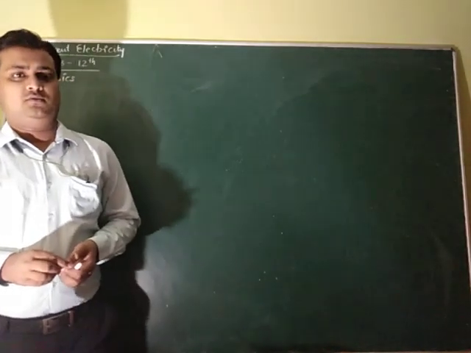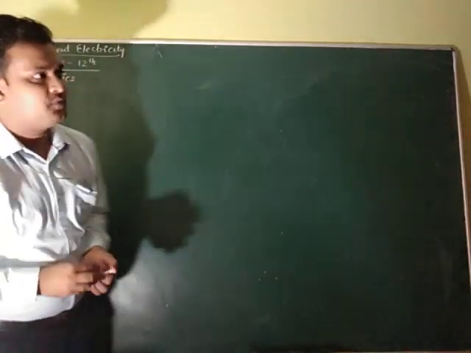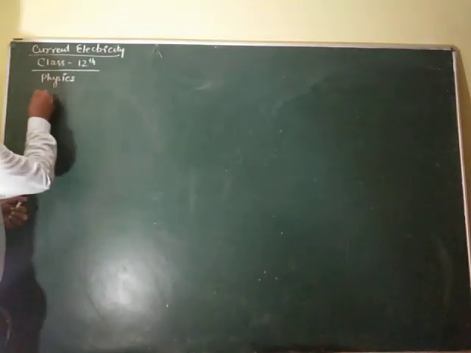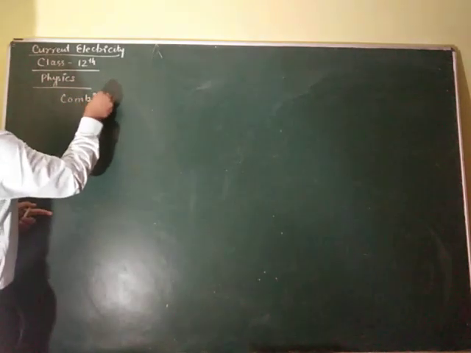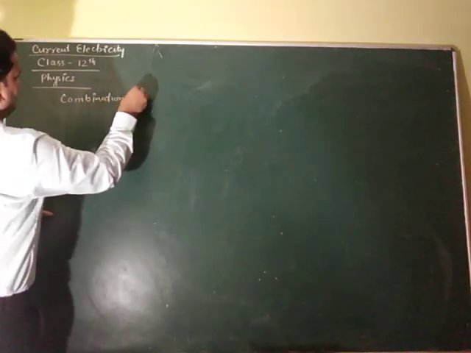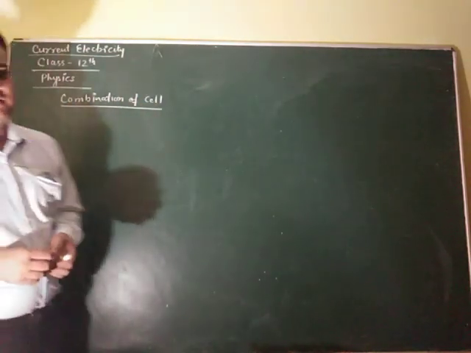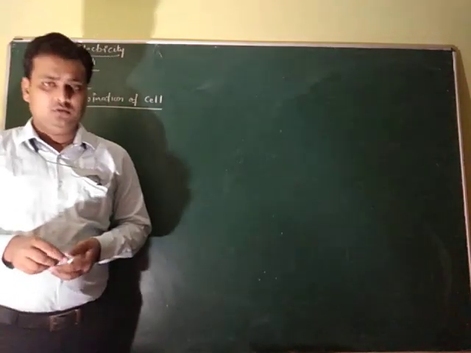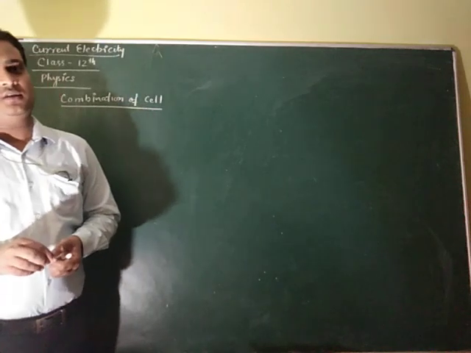In today's lecture, we will study the combination of cells. We have already discussed the cell. What does a cell do? A cell is a device that maintains a potential difference in a circuit.